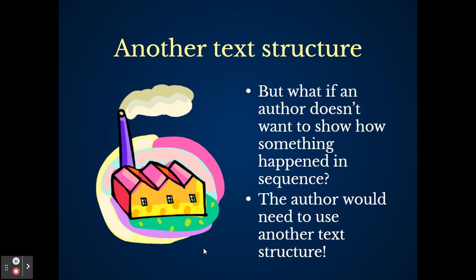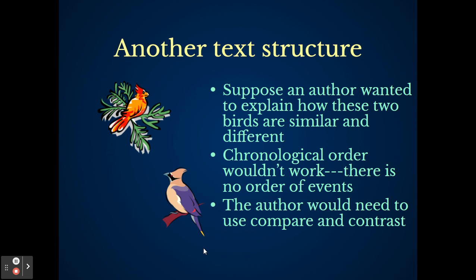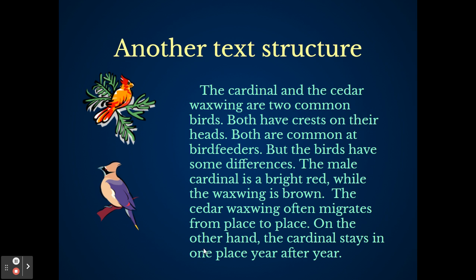And here's another one. So everybody doesn't always want to put things in order. Sometimes you might want to be doing something else with your writing, so you might want to use a different structure. When you want to explain how things are similar and different, chronological order doesn't really work because there's no order of events. So in this case, let's say the author wanted to explain how these birds are things that they have in common, how they're similar and how they're different. The author would use something called compare and contrast. So pause the video and read this.